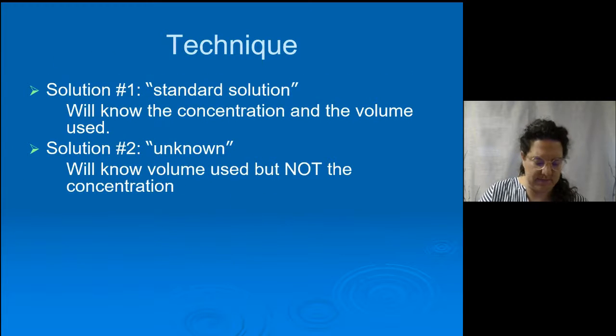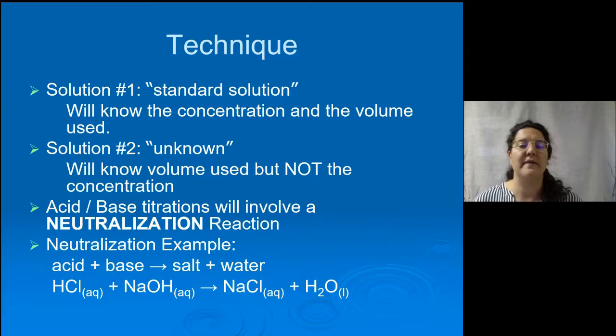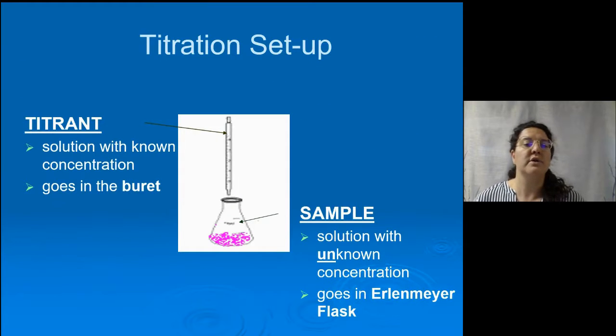Now we have a couple different types of equations that we can do here if we want to do a titration analysis. So in one, we have a standard solution where we know the concentration and volume. And then we have an unknown solution where we typically know the volume, but not the concentration. And these acid-base titrations involve a neutralization reaction. So our known might be an acid and our unknown might be a base, or vice versa, because then we can see the change when it neutralizes. So the solution with a known concentration goes in the burette tube so that we can measure its volume. The sample with the unknown concentration goes in the Erlenmeyer flask. So we know this sample's volume, but we don't know its concentration.